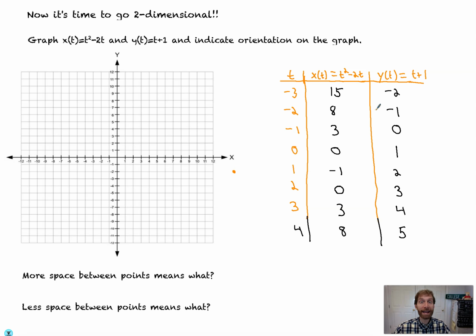Then from here, we've got 8, -1. Okay, if I've got 8, -1, that's going to be here. Notice the direction's going this way. And now we've got 3, 0. Super simple. 0, 1. So that's going to be here. -1, 2. Very nice. Starting to bend around. 0, 3. Bending back around there. 3, 4. That's up here. And last but not least, 8, 5.